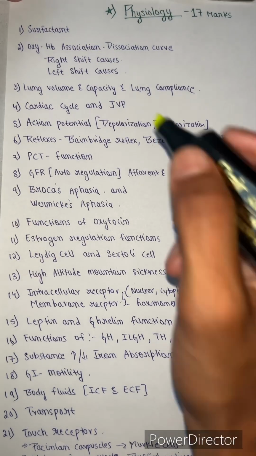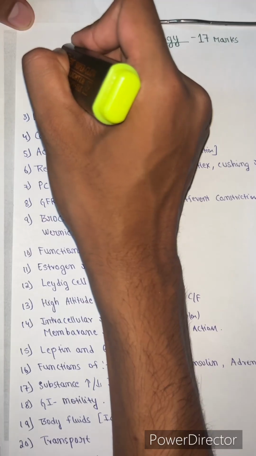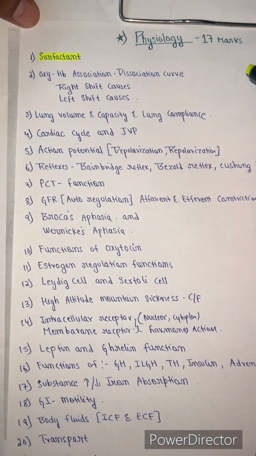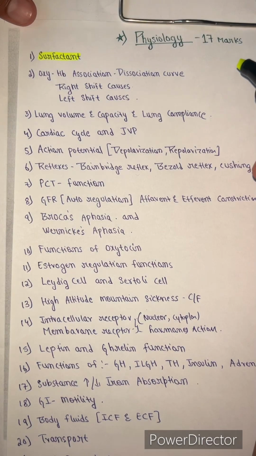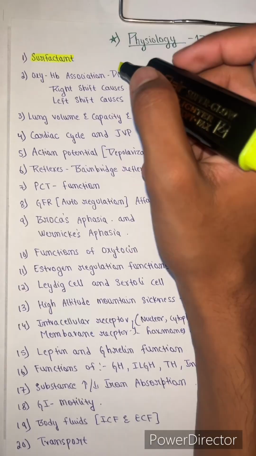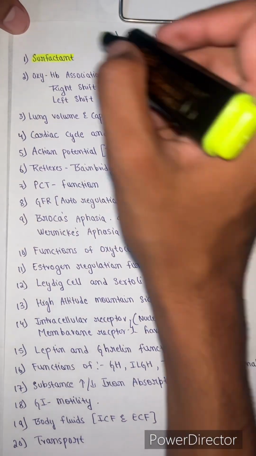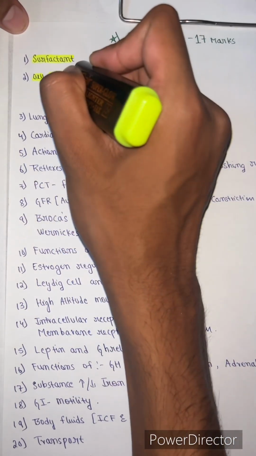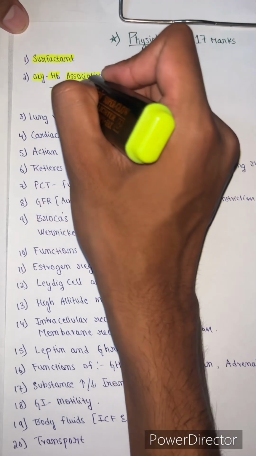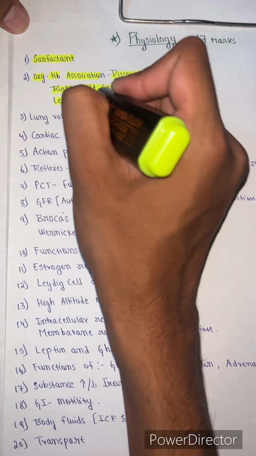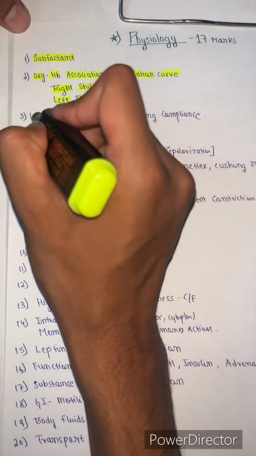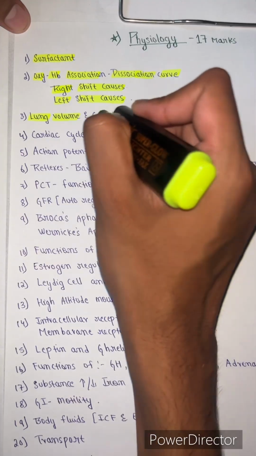First we have surfactant. You should know the composition of surfactant as well as which cell produces it: type 1 or type 2? Type 2 alveolar cell will secrete surfactant. Next we have the oxygen hemoglobin association dissociation curve. Like what are the causes of right shift and what are the causes of left shift in the graph? You should know. Next we have lung volume and capacity, as well as lung compliance, which is also very important.